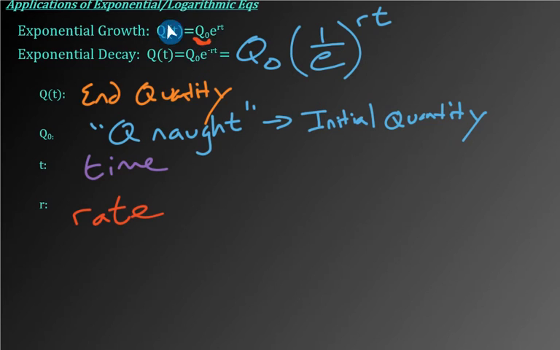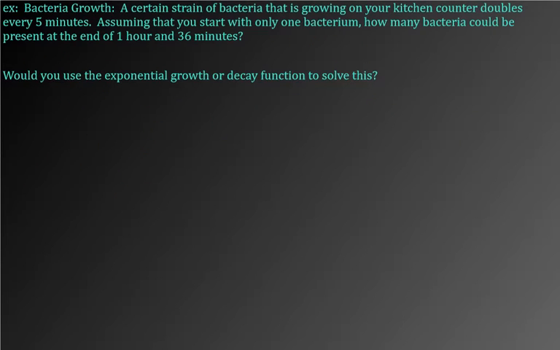So all the application problems that we're going to do are basically going to follow one of these two structures. It's either a growth thing, and it's going to be built out of taking that exponential number e and raising it to the rt, rate and time, and then all of that is multiplied by the initial quantity, or initial quantity times e to the negative rt. And the negative will, of course, make it a decay problem rather than a growth problem.